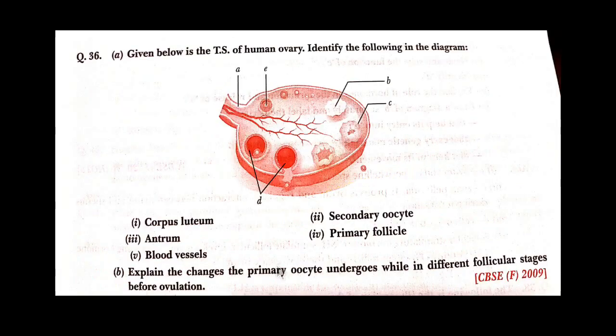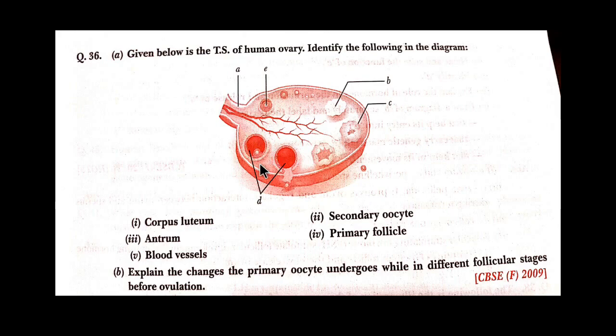Okay. Now next, given below is the TS of the human ovary. Identify the following in the diagram. All these things are given, you have to identify them. It is of 5 marks. First is the corpus luteum. If you know this, the diagram is also given in your NCERT book. So just find out which one is the corpus luteum. So this one, D, will be the corpus luteum.